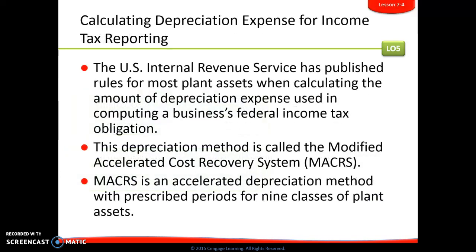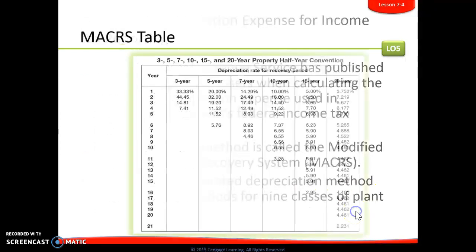Okay, calculating depreciation expense for income tax reporting. The U.S. Internal Revenue Service, the IRS, has published rules for most plant assets when calculating the amount of depreciation expense used in computing a business's federal income tax obligation. This depreciation method is called the Modified Accelerated Cost Recovery System. The Modified Accelerated Cost Recovery System is an accelerated depreciation method with prescribed periods for 9 classes of plant assets.